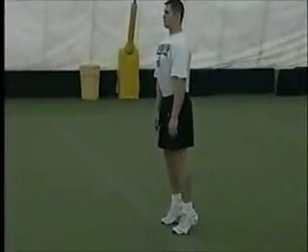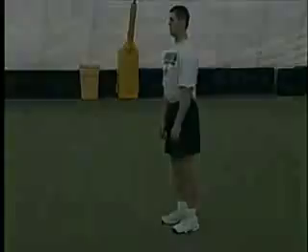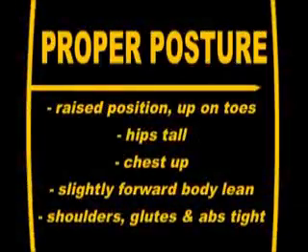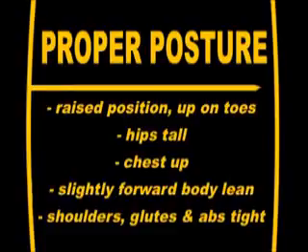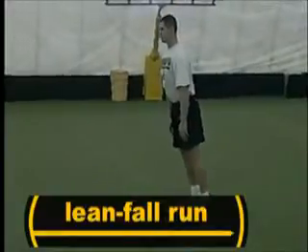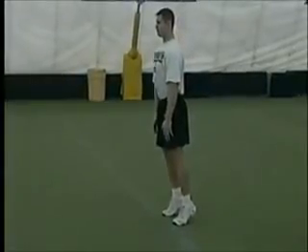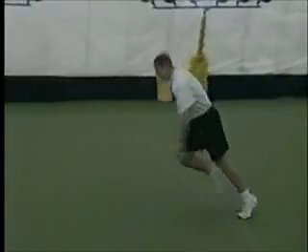The first thing that we'll do is teach our athletes proper posture. Proper posture for our athletes is a raised position up on the toes with their hips tall, chest up, a slight forward body lean with the shoulder, glutes and abs tight. From here we'll perform a lean fall run. Again, teaching our athletes to run with proper posture. Proper posture is a hips tall position.